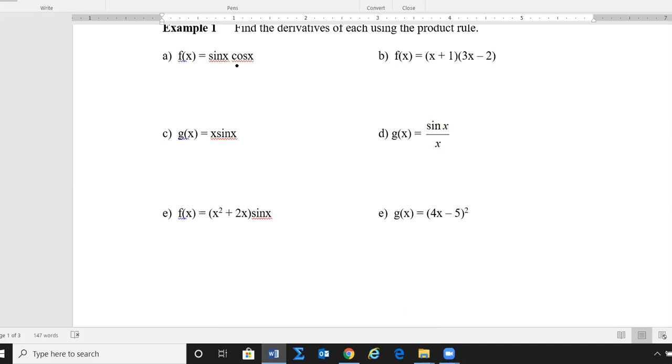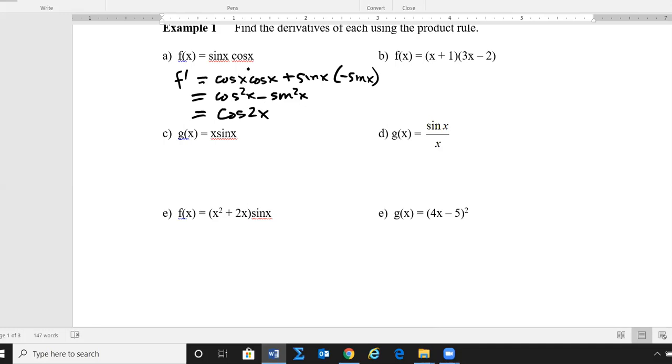Okay, product of sine and cosine. Well, if you can't find any other way to do this, then F prime is the derivative of sine, which is cosine, times the cosine, plus the sine times the derivative of the cosine, which is a negative sine. Simplified, this becomes cosine squared of x minus sine squared of x. Sometimes you can see little shortcuts. We know this is actually the cosine of 2x.